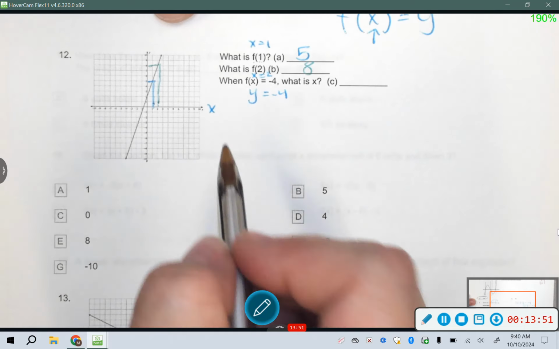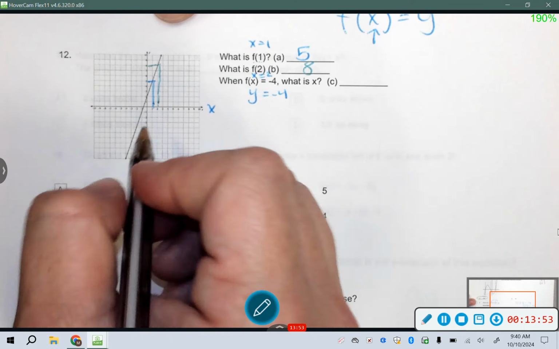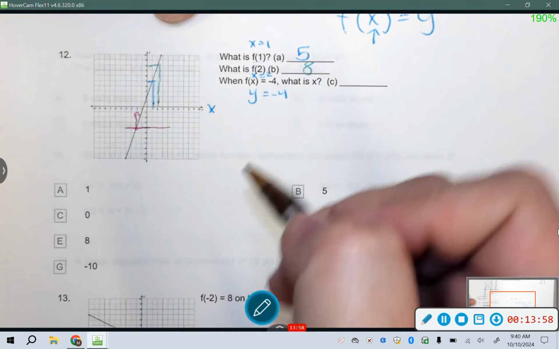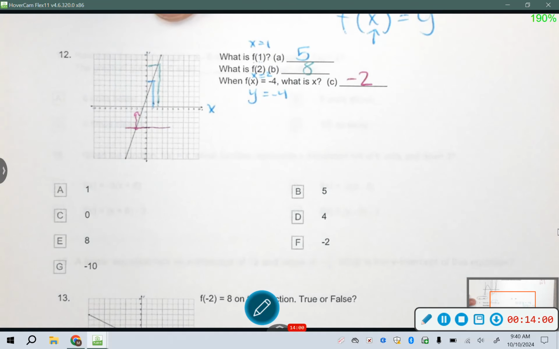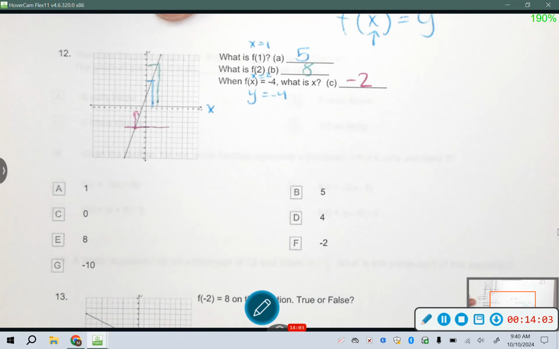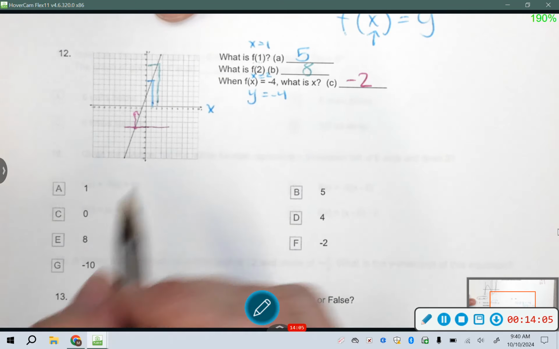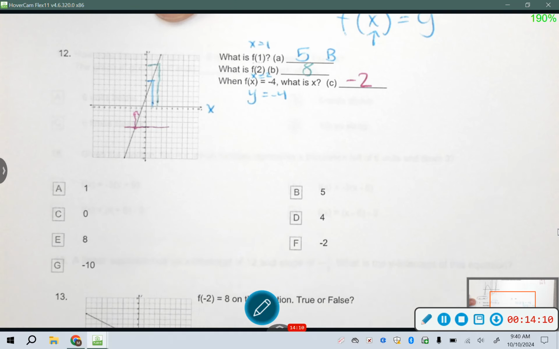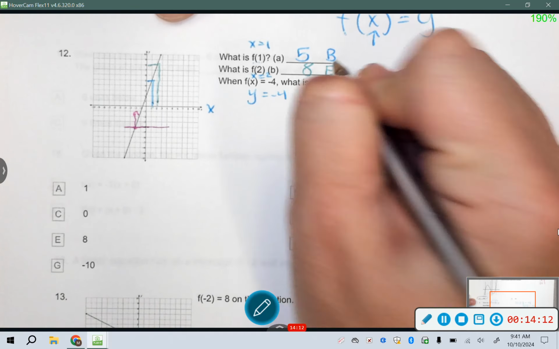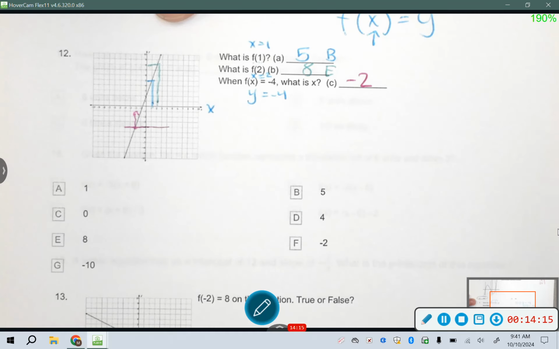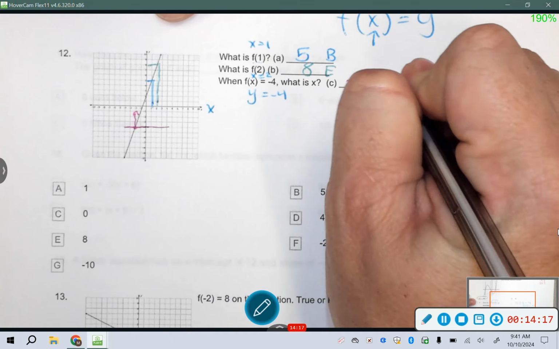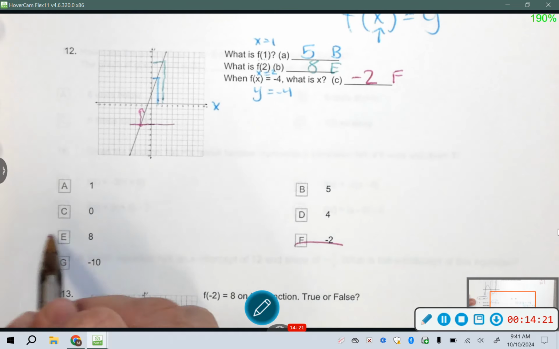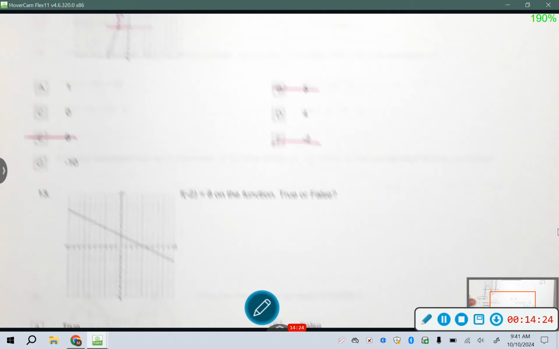And then I have y is -4. So now I'm looking on the y-axis for -4, which is here. And that touches at x is -2. Oh, I didn't even look at my answer choices. I do have answer choices. So I want you to realize that the 5 is B, the 8 is E, and F is -2. I crossed them out, but I used them.